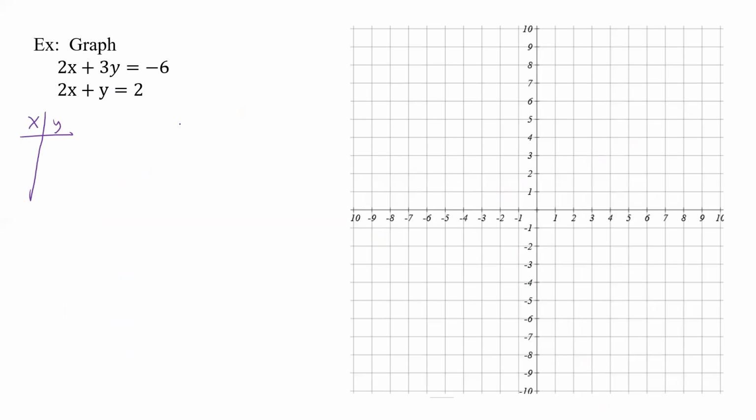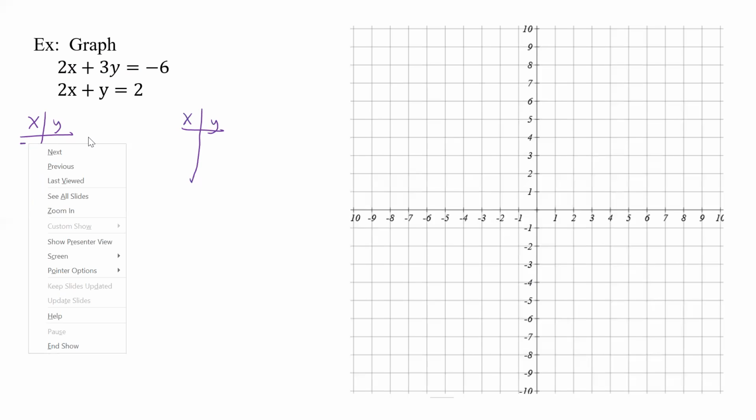So we'll have two of these tables because we have two equations. So what kind of points do we want to put in here? It really doesn't matter. Now this one I'm seeing that if we take that over and divide by 3, we're going to have multiples of 3 we need to work with. So maybe we'll use a negative 3, a 0, because that always cancels everything, and a positive 3.